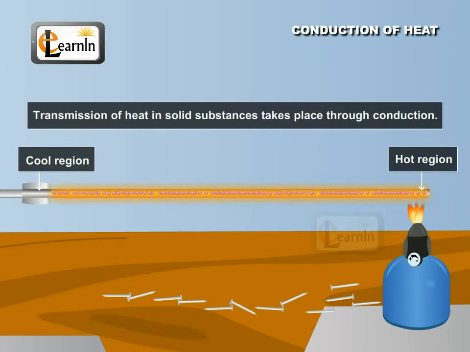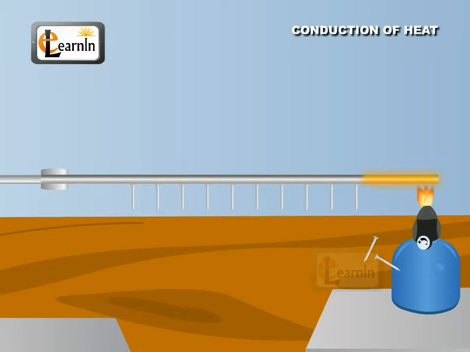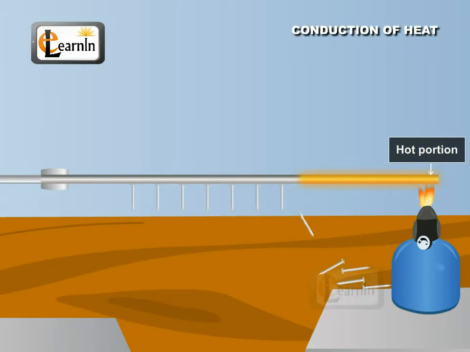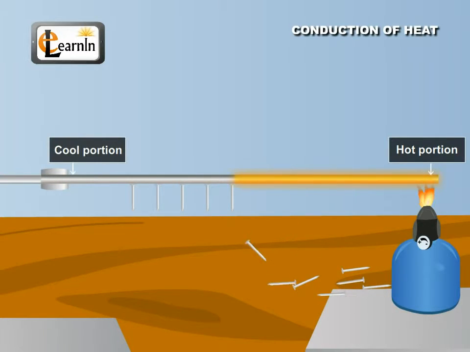Transmission of heat in solid substances takes place through conduction. For conduction to take place from the hot portion of the body to the cold part of it, or from the hot body to the cold body, the two parts should be in contact with each other. When the temperatures of these bodies are equal, the flow of heat through the conduction process stops.